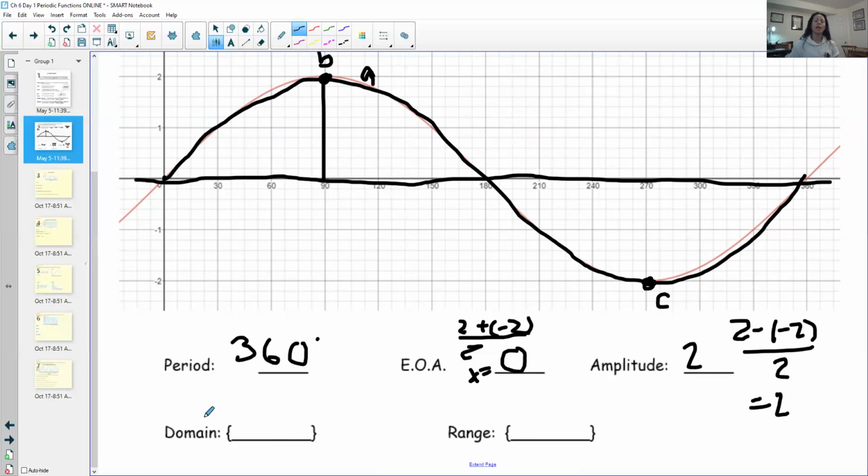And then domain and range. I've put the brace brackets here, or the curly brackets. Yes, I would like you to continue to use your proper notation. But just to keep an eye on what's going on here, just with the pen tool, if it's a little bit messy, I apologize.